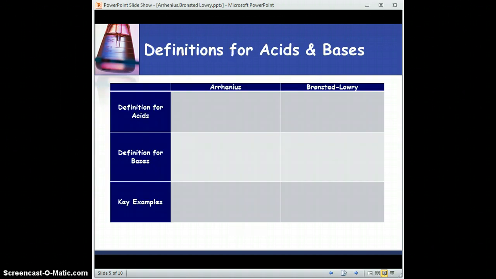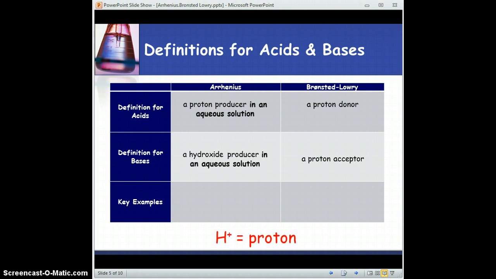So moving on, let's talk about Arrhenius and Bronsted-Lowry. I want you guys to go ahead and fill in the definitions for each of these as I talk through it. Arrhenius's definition of acids was a proton producer in an aqueous solution. So you have a solution that is aqueous. We understand what that means. What we're talking about in a reaction is when it produces a proton and it is snagged by something else.